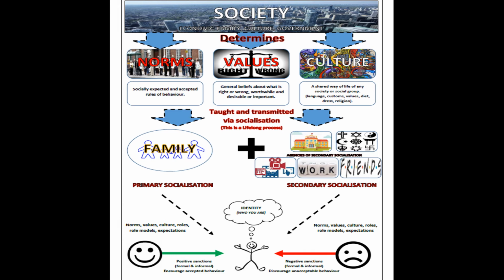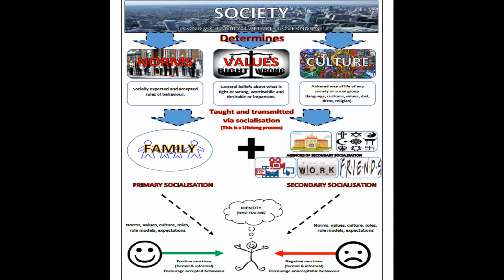Now, just as a little addition to this, I've got this diagram here, which I use as part of my teaching, and I try to use it as an overview of the whole socialization process. So we have society at the very top that affects and determines norms, values, and our culture. Those elements, norms, values, culture, that gets transmitted and taught via socialization. So primary socialization on the left, secondary on the right. All of that filters down to us.